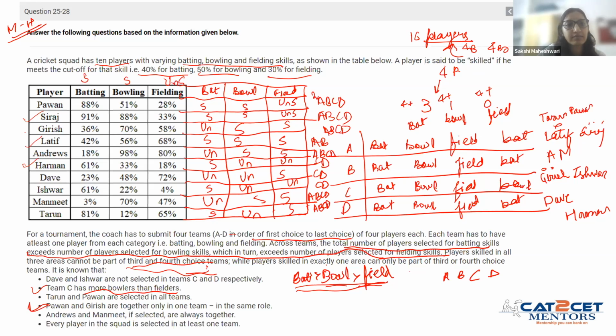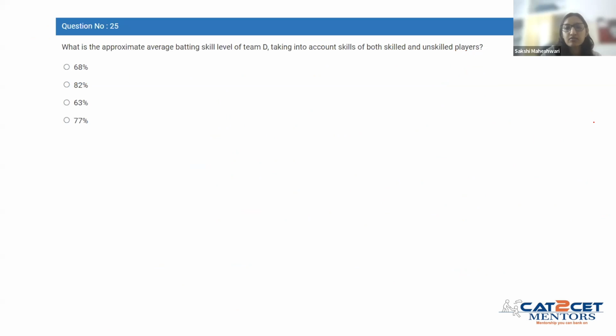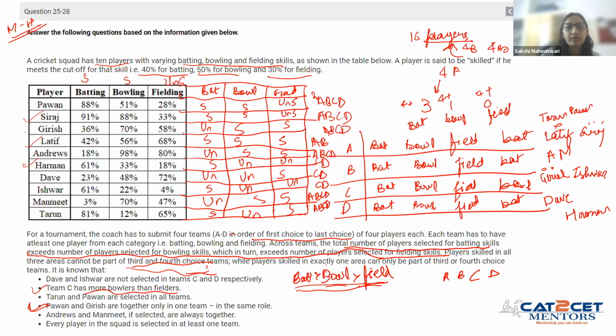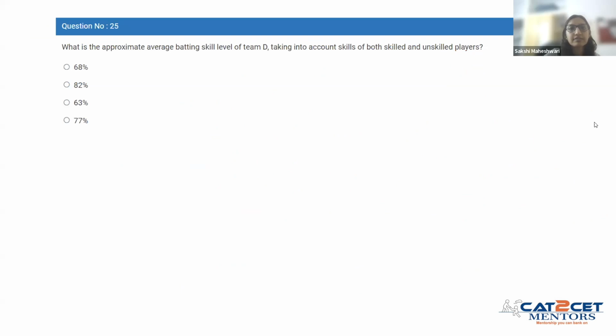Now it should be easy for you to solve the approximate average batting skill level. So you have these four players, you take this batting skill level and find the average percentage of all the skilled and unskilled. So find the average percent of Dave, Harman, Tarun, Pawan. Okay. So this is simple. Did you get this case?